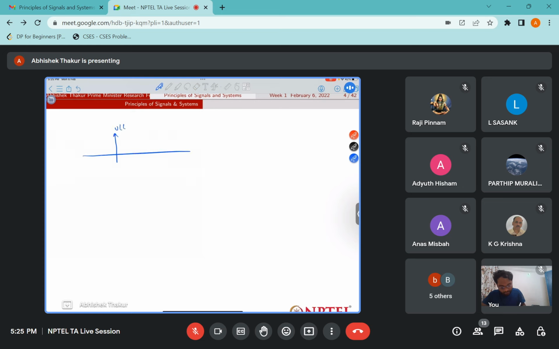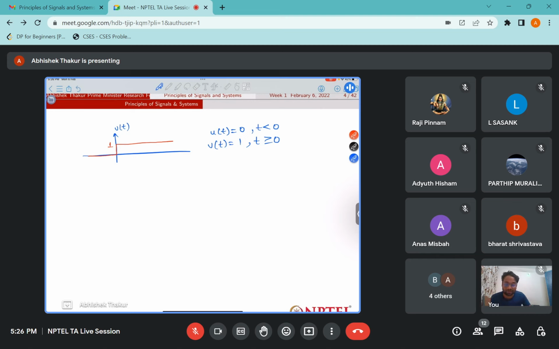What is the unit step function? For all the negative values it will be 0, and from 0 up to infinite it will be 1. So this is our unit step function. It is named unit step because at 0 it takes 1 step, that is the value of 1. So the unit step is defined as u(t) equal to 0 for t less than 0, and u(t) equal to 1 for t greater than or equal to 0. At t equal to 0 the value is not defined. It can be anywhere from 0 to 1.